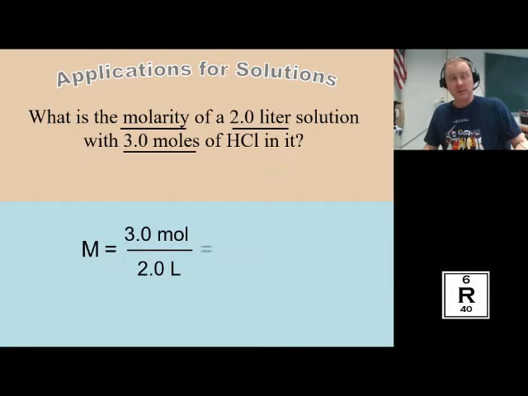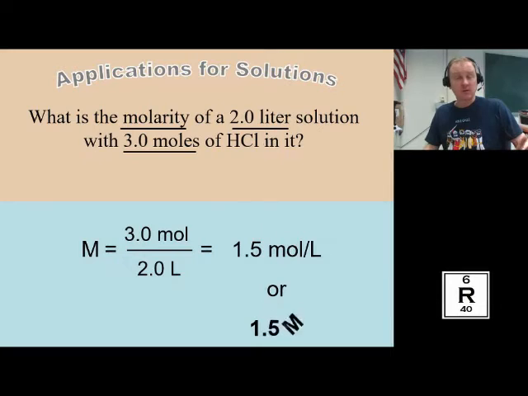And if I set this up like this, it's 3 moles divided by 2 liters, which would be 1.5 moles per liter. And a mole per liter is molarity. You can write it either way. You can write 1.5 moles per liter, or you can write 1.5 capital M.